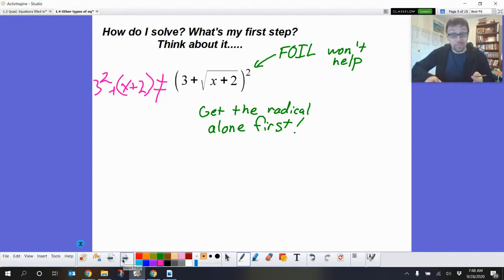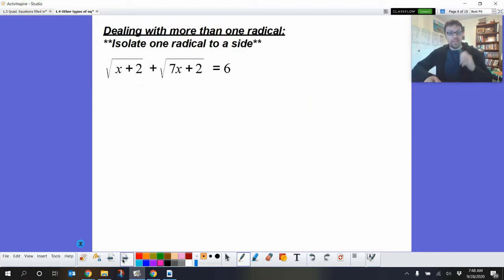Get that radical alone first. Now, there's times where we can't do that. So in this one, we've got more than one radical. Since we've got more than one radical, we need to isolate one of them. We're going to square that one away. Then we'll isolate the other one, square that one away. So we're going to have 2 squaring steps in this problem.